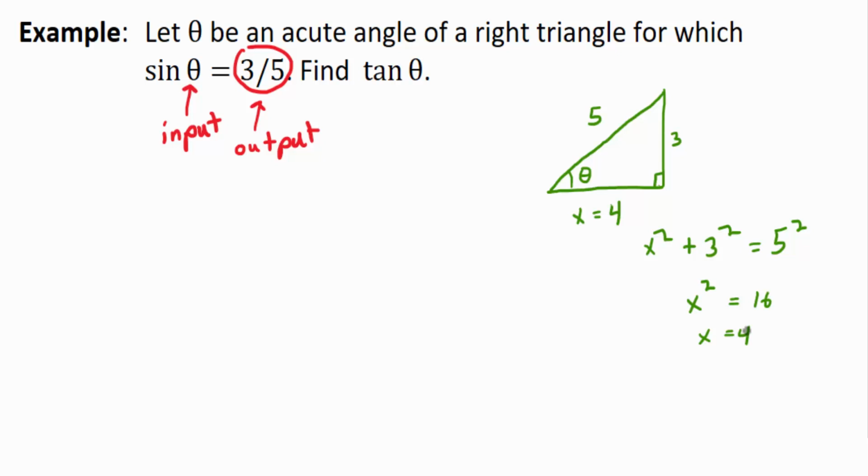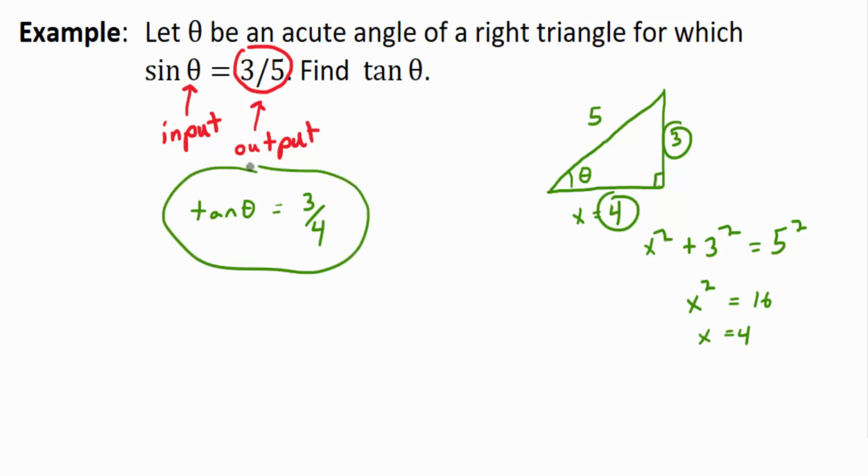What's the tangent of theta? The TOA part of SOHCAHTOA leads you right to the answer. TOA: tangent equals opposite over adjacent, right? So the tangent of theta is equal to opposite over adjacent. It's 3/4. And that's all they asked for, so we're done.